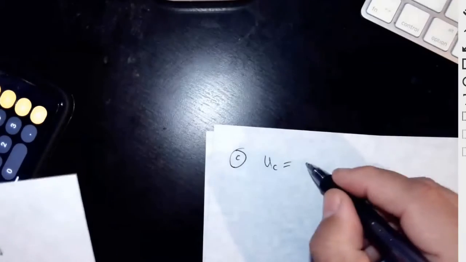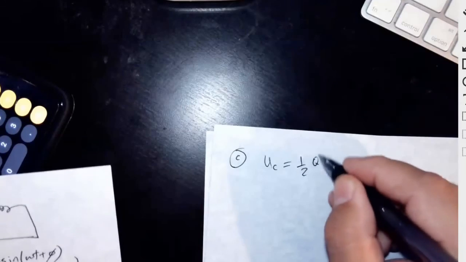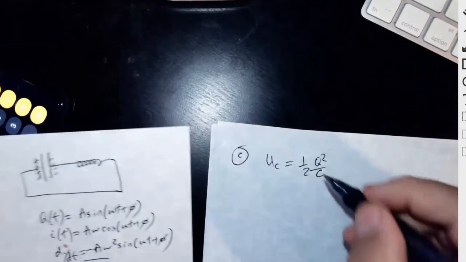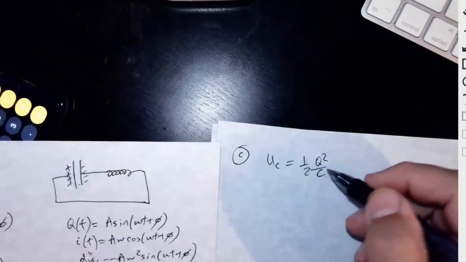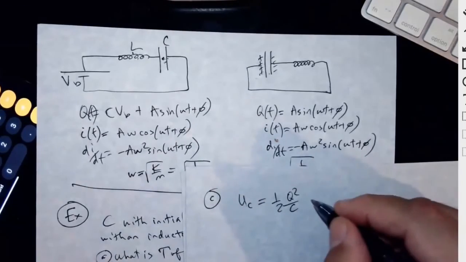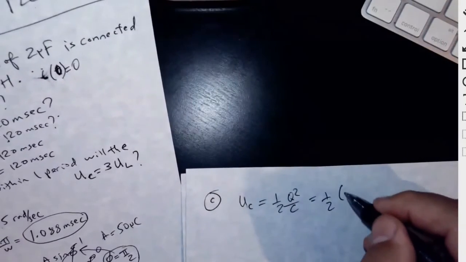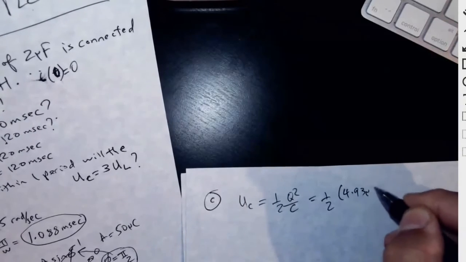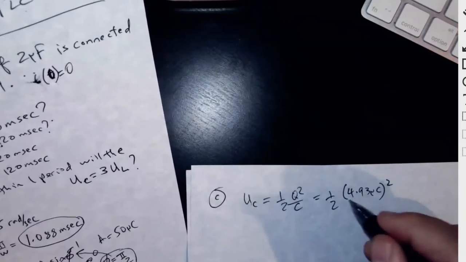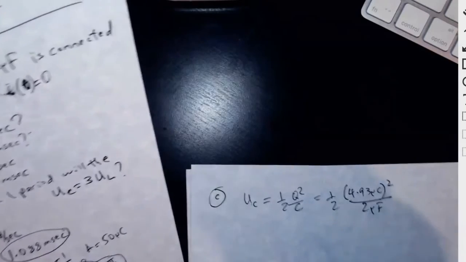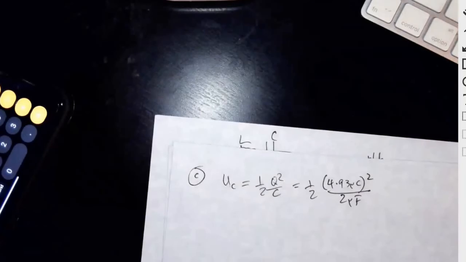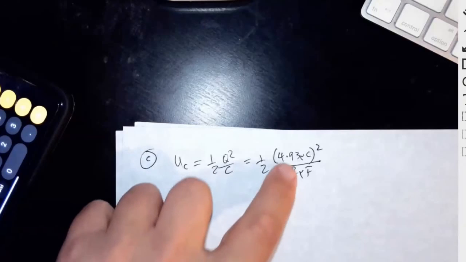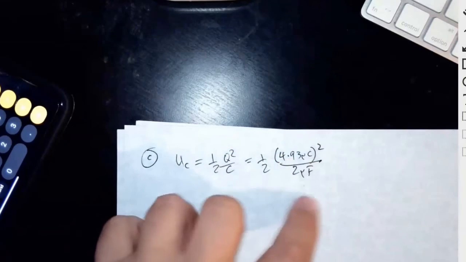UC is going to be what? Well, once I know, let's see, half Q squared over C, I think that's the quickest way. I already know the charge of the capacitor, and then I could just do that. 1/2 the charge of the capacitor, so 4.93 microcoulomb squared over 2 microfarads. That's it for the energy of the capacitor. So you just take the charge that we found, and then you square it.